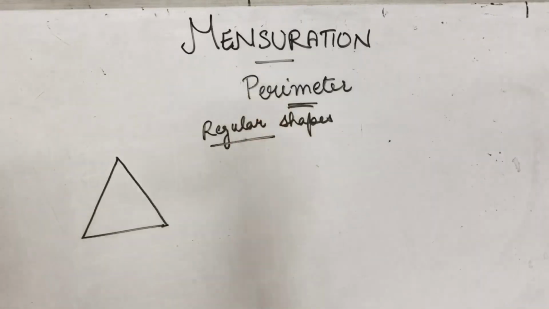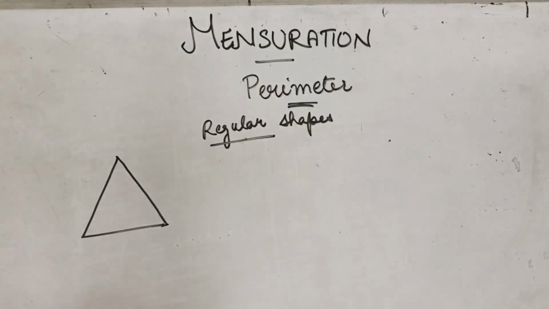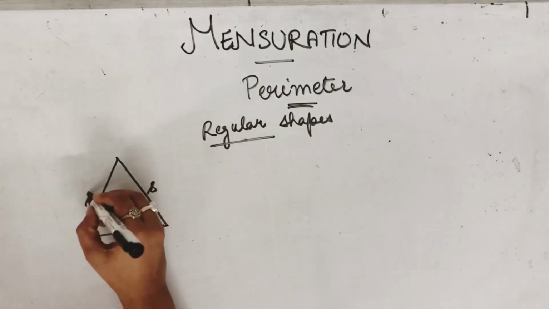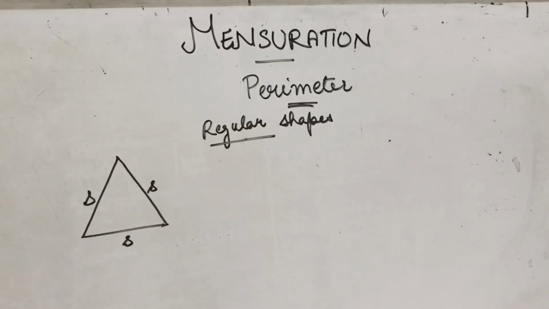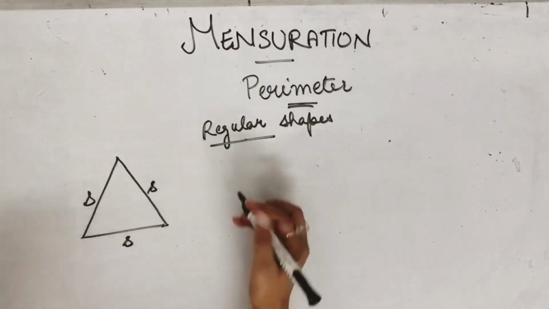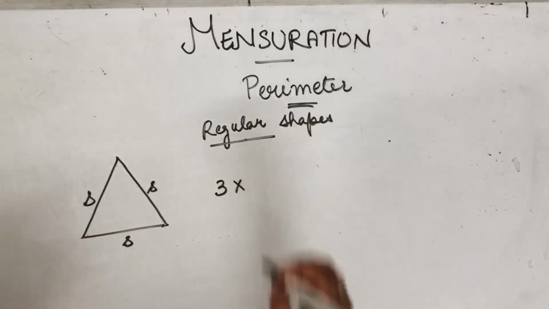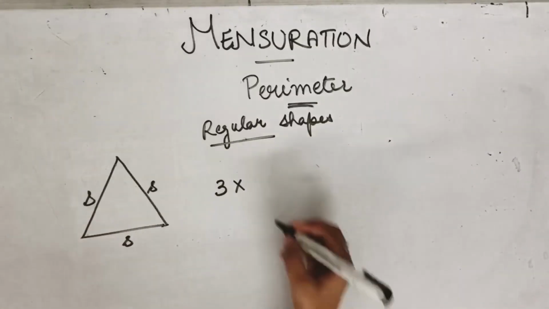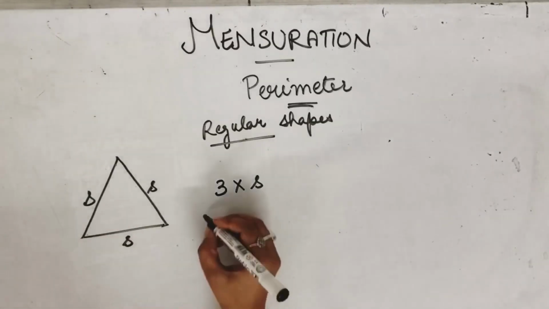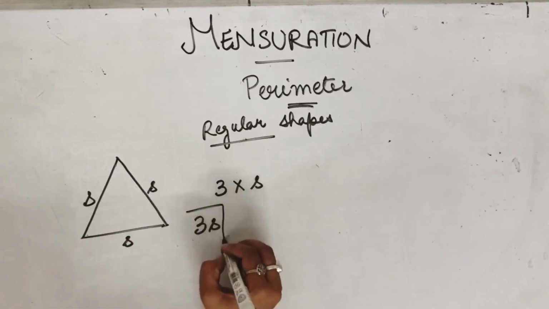So formula of perimeter of regular shapes will be side, like let's say side is S, into number of sides. Now how many number of sides are there? 3. And what is the dimension of the side? S. So formula for equilateral triangle will be 3S.